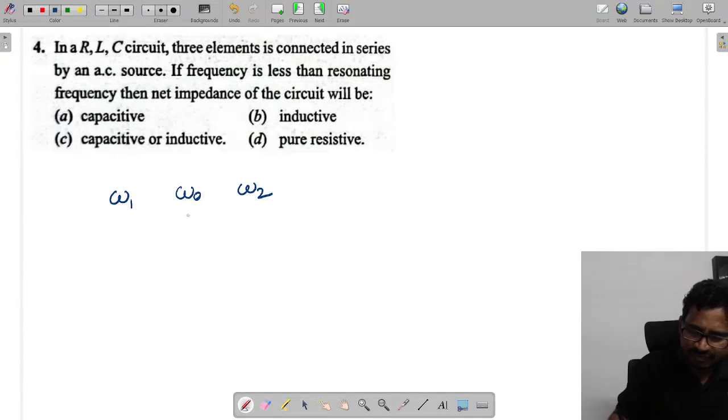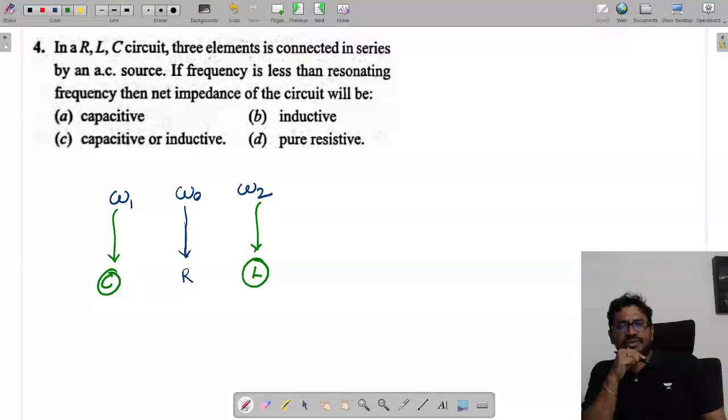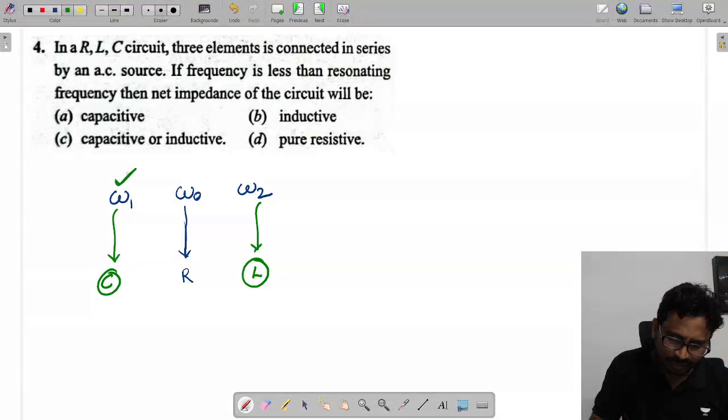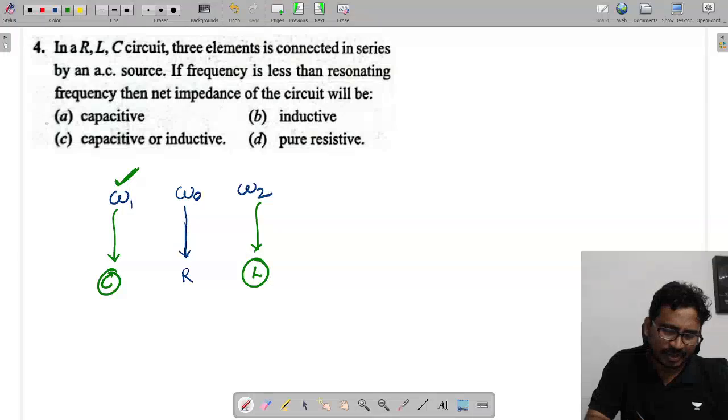At the resonant frequency, what is the nature? Inductive and capacitive effects are nullified, so the nature is purely resistive. At omega equal to omega 1, it is purely capacitive in nature. At omega 2, the inductance effect is more. So for a frequency less than the resonant frequency, that is at omega 1, the nature of the impedance is capacitive.